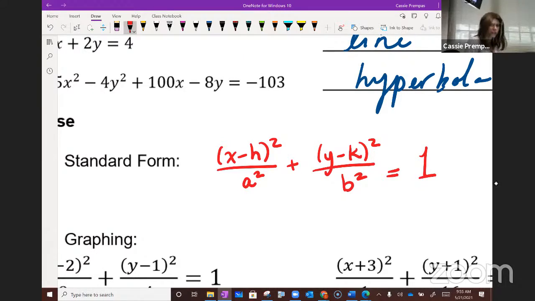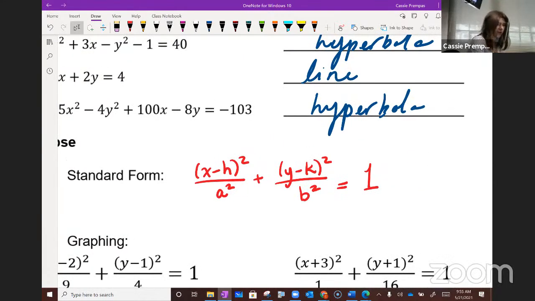So the similar component to a circle is the (x minus h) and the (y minus k) squared. What do you think h, k represents in terms of an ellipse?